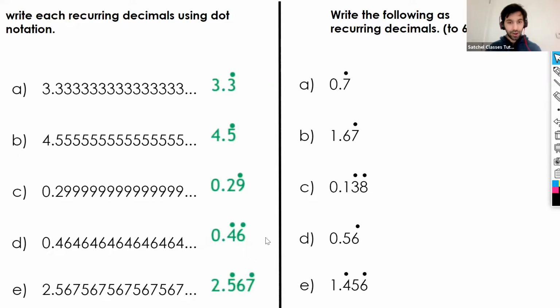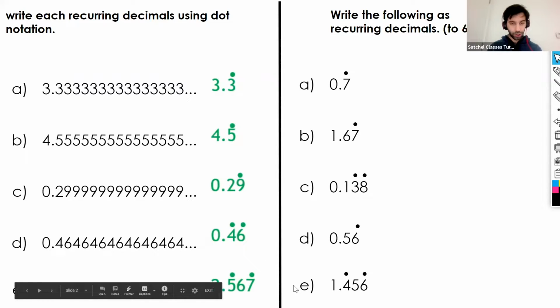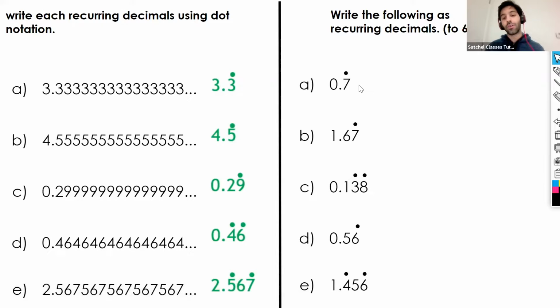So these are the answers for the first set of questions. You can again pause the video and just absorb what's happened. Over here now, what the question is telling us is that the 7 is going to be recurring. So this can be rewritten as 0.77777 to 6 decimal places. Over here we have 1.67, so our answer is going to be written as 1.6 with the 7 recurring, so it's going to be 1.67777 to 6 decimal places.